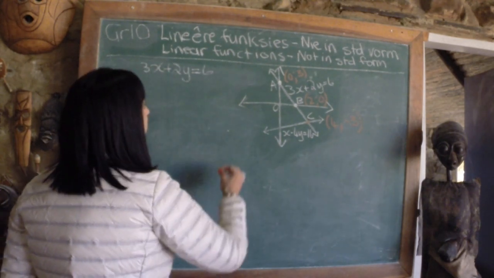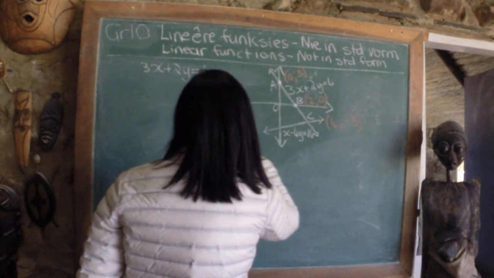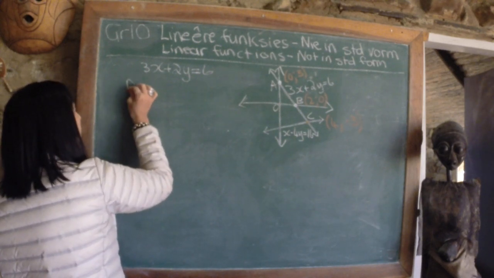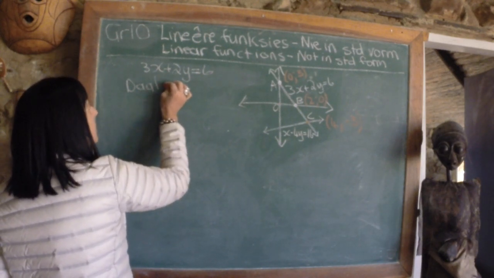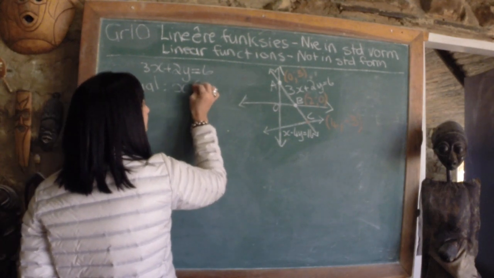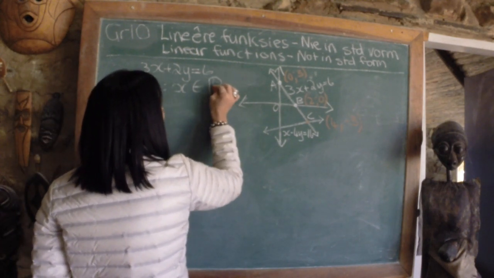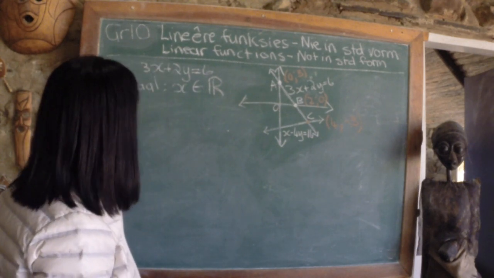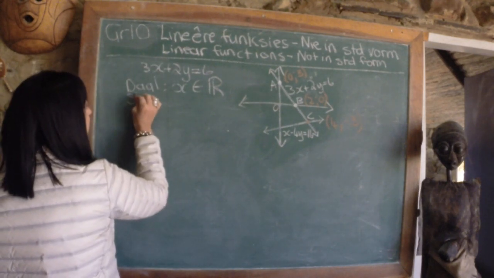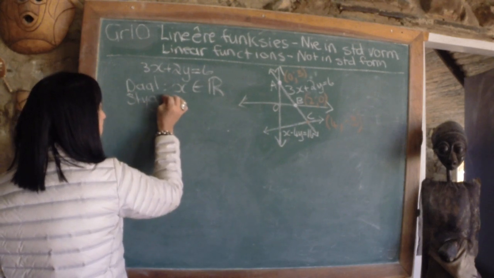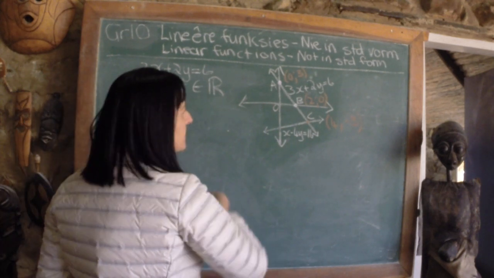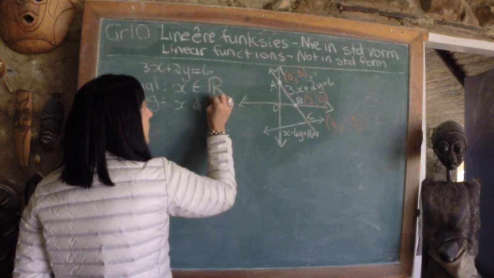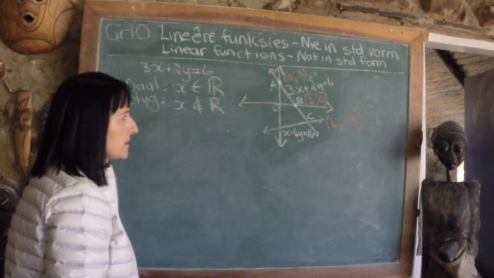So, vir watter waardes van x is hy afdraande? Daal hy, for which values of x? For all values of x. Alle waardes, x element van die reële getallestelsel. Vir watter waardes van x styg hy? Hy styg nêrens nie, so hy styg nie vir geen waardes van die reële getallestelsel.